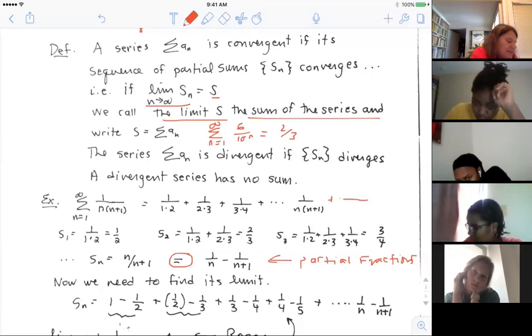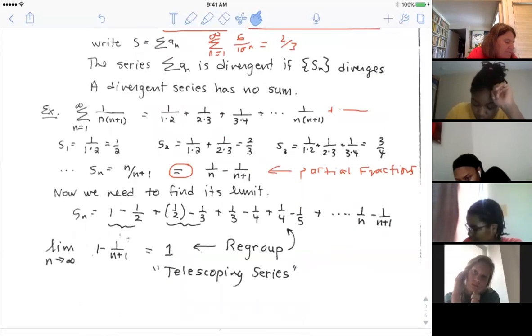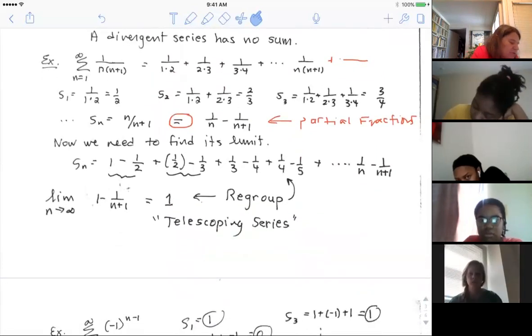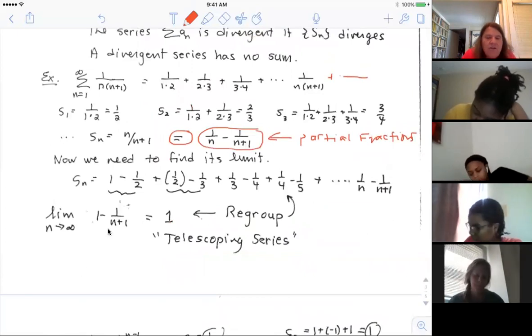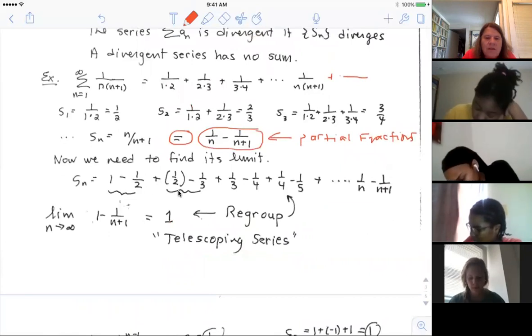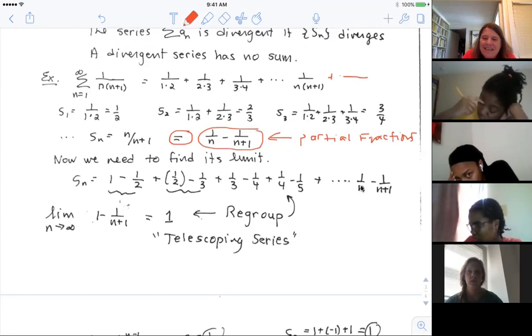Now, I'm going to write out Sn using this. You can show it's the same as n over n plus 1, but I'm going to write it out using that. So Sn is going to be 1. The first one's going to be 1 minus 1 over 2. The next one's going to be 1/2 minus 1 over 3. The next one's going to be 1/3 minus 1 over 4, and so on. Now, when I get to the end of this thing, it's going to be 1 over n minus 1 over n plus 1.